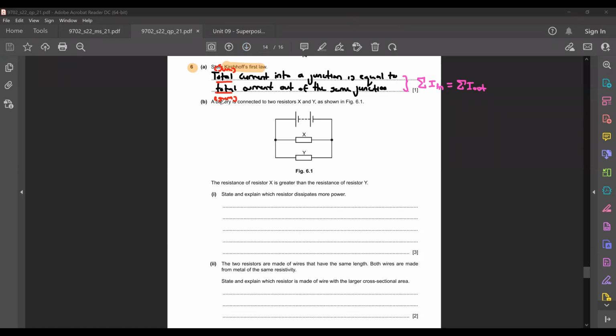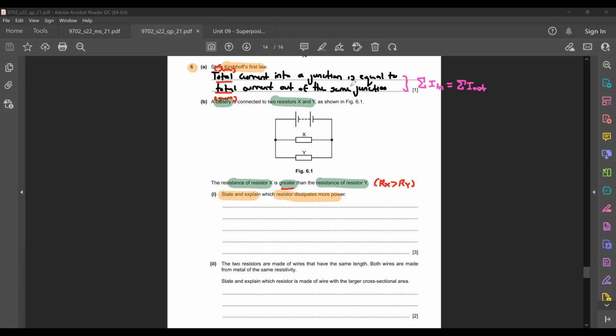And then for part B, we have a battery that is connected to two resistors X and Y as shown in the figure below. The resistance of X is greater than the resistance of resistor Y. Okay, so this is one important information. Rx is more than Ry. Now from here, state and explain which resistor actually dissipates more power.